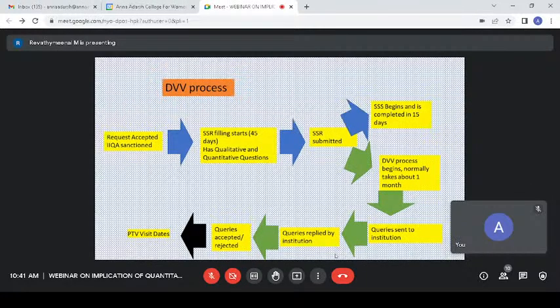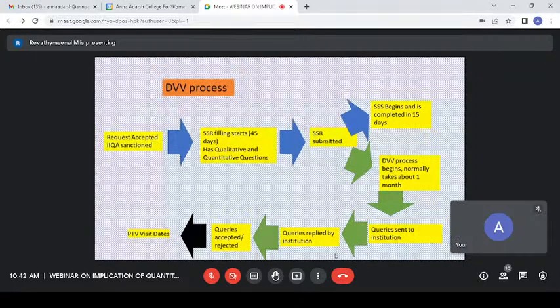That's all that I wanted to make a mention of. Though SSS is not directly related to DVV, we need to know this because there is a component where the college is going to play a big role, where the teachers of the college are going to play a big role.